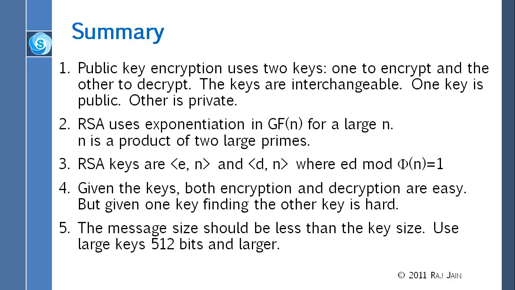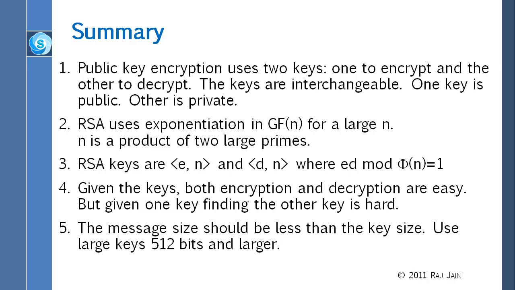First of all, you should now remember that public key uses 2 keys, one to encrypt, the other to decrypt. One is public, one is private, but the keys are interchangeable, in the sense that you can use either one to encrypt and the other one will decrypt. So that is the general public key encryption method, and we will talk about other public key encryption methods in the next chapter that we are getting into now. All of them have this property.